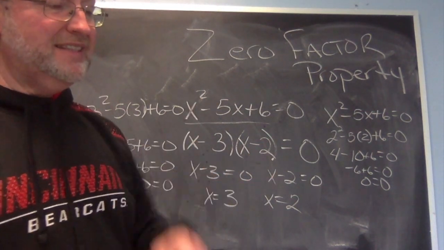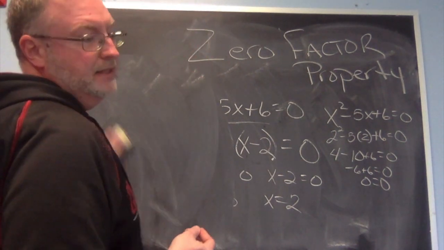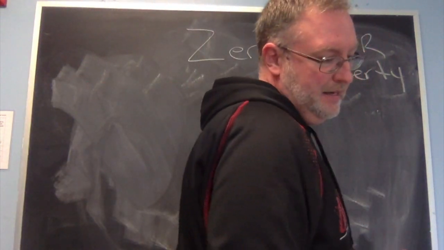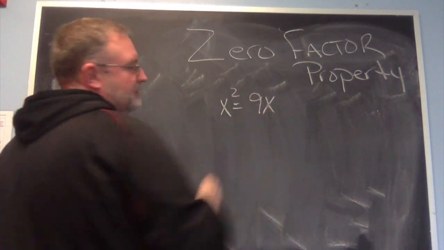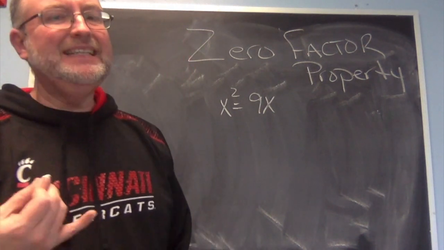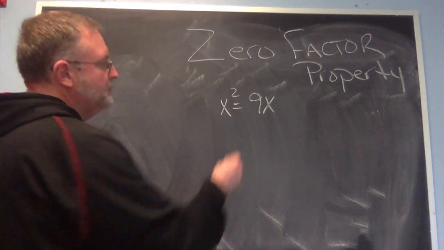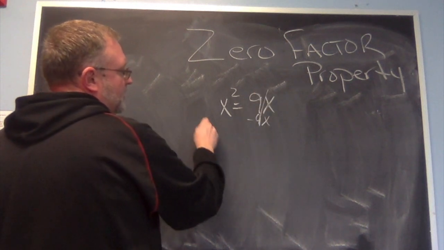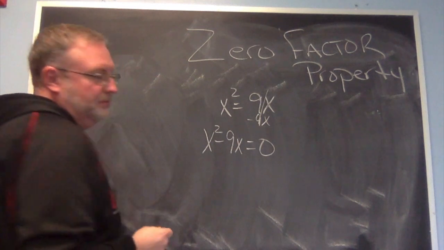So let's look at the second example. The second example on page 265 says x squared equals 9x. Again, our instructions are, number one, arrange it in standardized form. I need to get it to where everything's on one side and it equals 0. So I need to move this over here by subtracting 9x. Now I have x squared minus 9x equals 0.